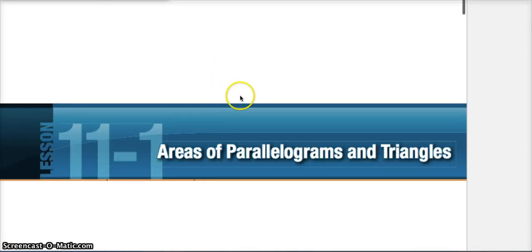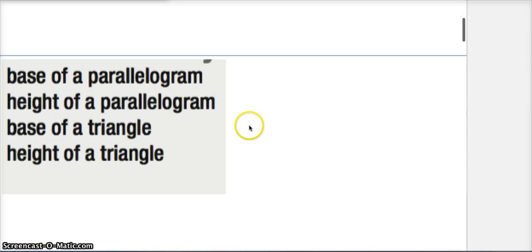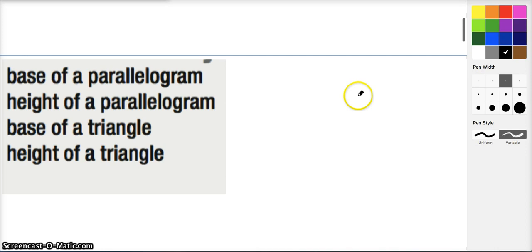And chapter 11 is going to be kind of cool because we're going to be talking about areas of parallelograms and triangles. So the first thing we need to do is get some of this vocabulary out of the way. And it's not really hard at all. And I think there are concepts that you will be quite familiar with.